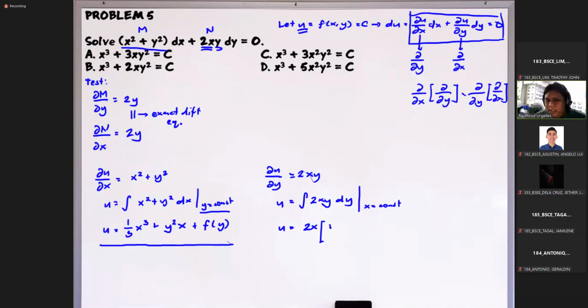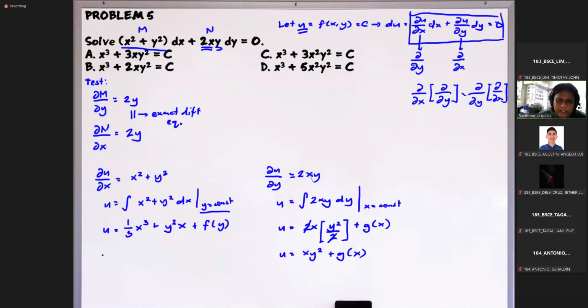Okay? So again, this will be y squared over 2, by power rule. Then the 2s will cancel. This time x is the constant, so we add here something that is a function of x only. So our u will be of the form xy squared plus g of x. Remember earlier, when we considered the other one, the form we got is 1/3 x cubed plus xy squared, plus f of y.